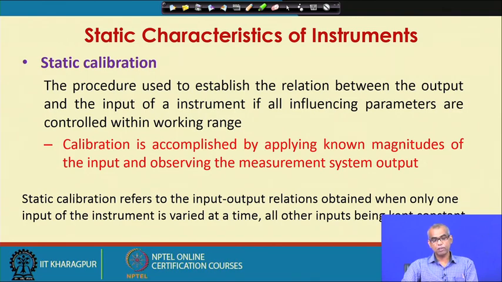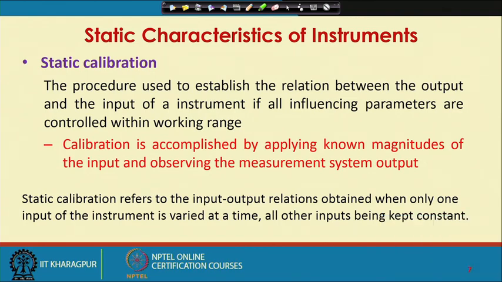Static calibration refers to the input output relations obtained when only one input of the instrument is varied at a time, all other inputs being kept constant. So, let us define formally as follows. Static calibration refers to the input output relations obtained when only one input of the instrument is varied at a time and all other inputs are kept constant.